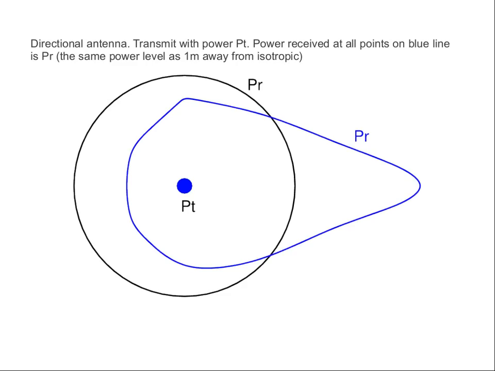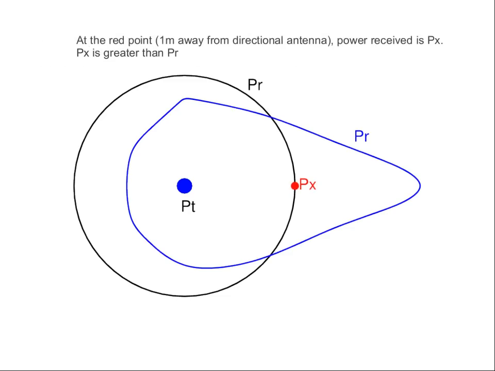What if, using my blue antenna, I measure the power here? What's its value? Anyone want to guess or say something about the value? If I measure at this red dot the received power from my blue directional antenna, what can you say about the power level? Not 1 watt.